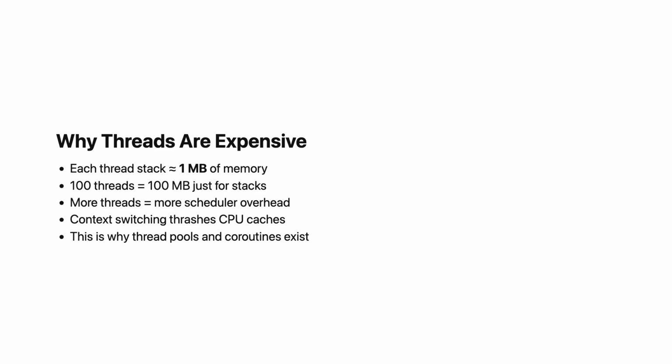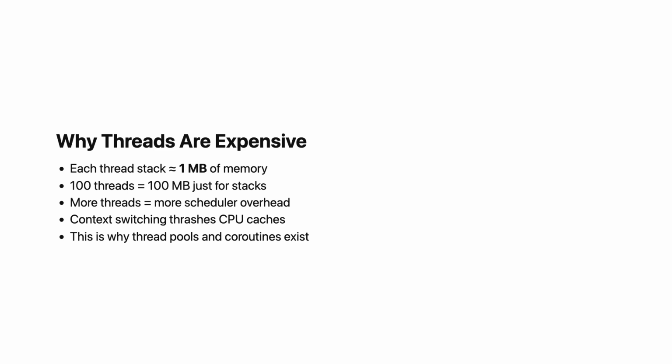On top of the memory cost, each thread adds overhead to the kernel scheduler. The more threads exist, the more work the scheduler has to do to decide who runs next. And there is the cost of context switching, which we will cover in the next video. But the short version is that switching between threads is not free. It costs real CPU time and thrashes your processor's caches. This is why you should not just create threads willy-nilly.